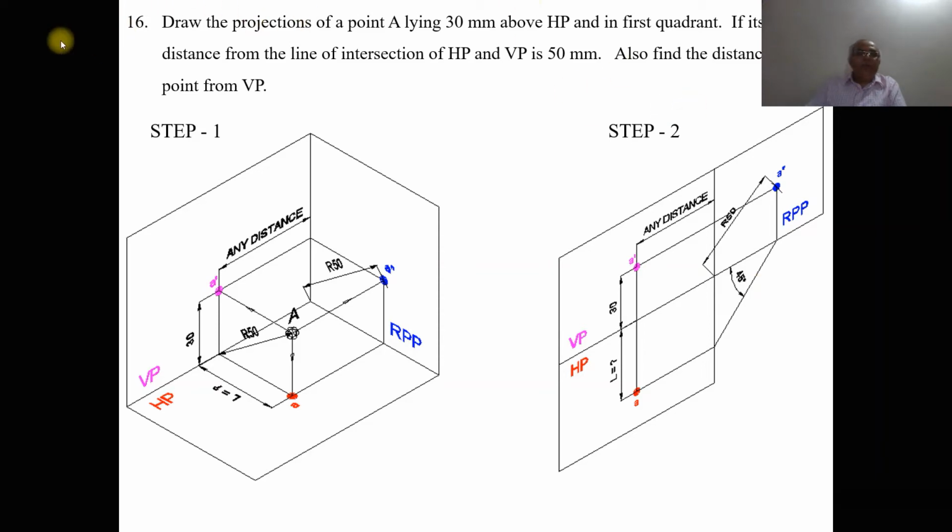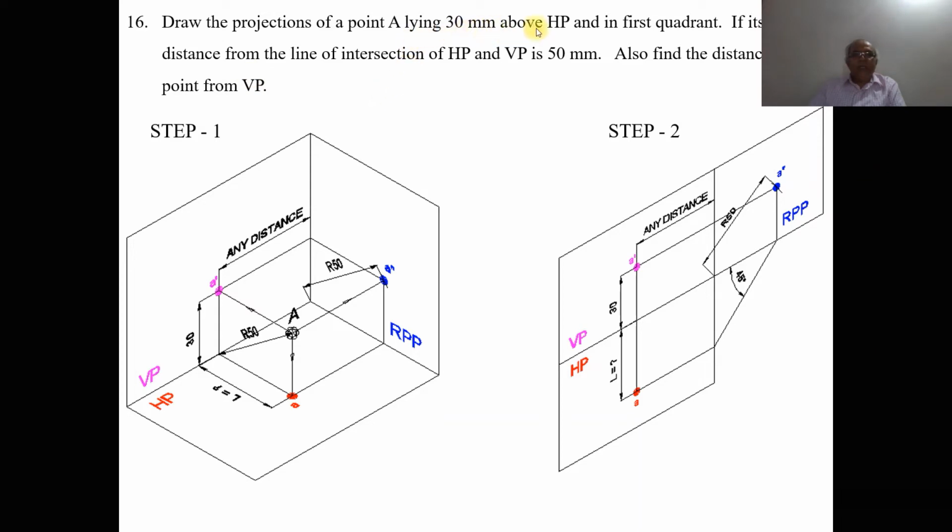Now in this video, we are going to take up one more problem on the shortest distance by using the first quadrant. So here, draw the projections of a point capital A lying 30 mm above HP and in first quadrant, if its shortest distance from the line of intersection of HP and VP is 50 mm. Also find the distance of the point from VP.